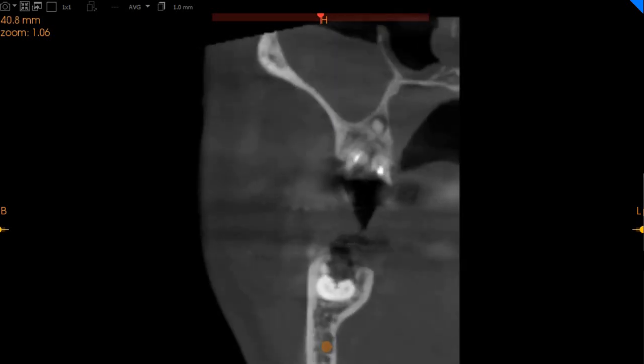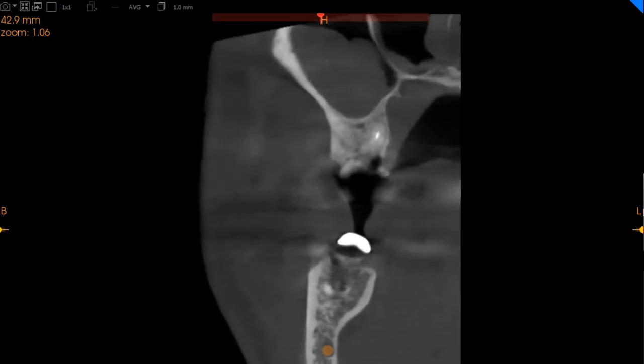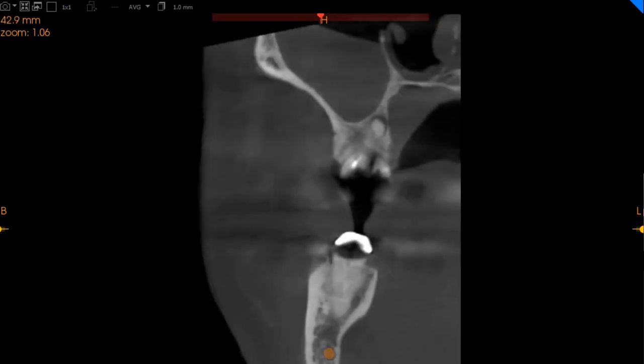Now moving to the lower right segment, the lower right 7 and the 8 are the area of interest. So we're going to focus on the 7 first and then the 8 on the lower right side.